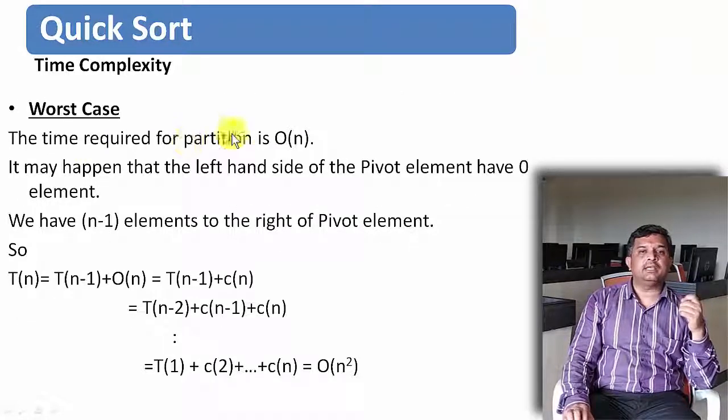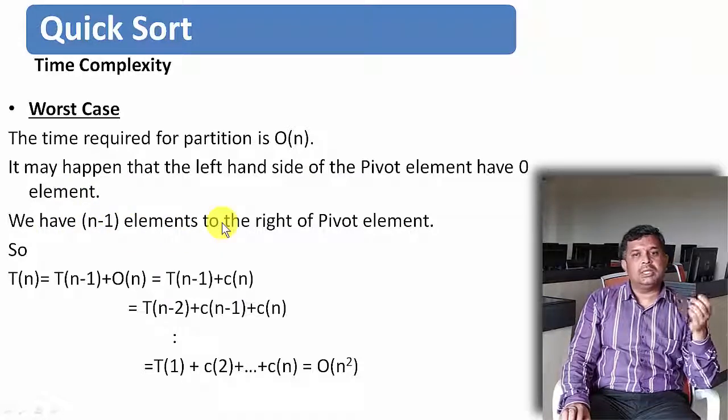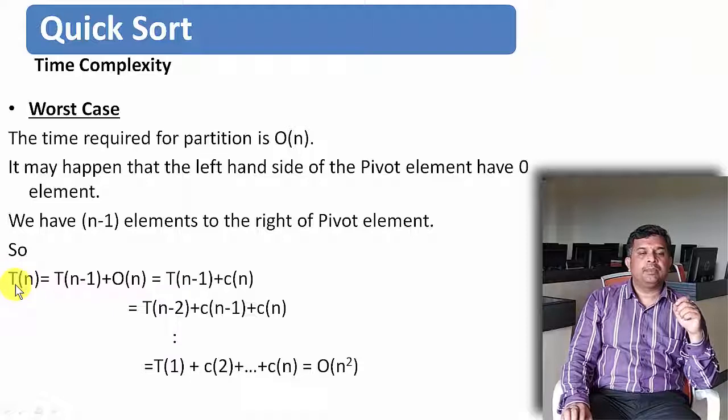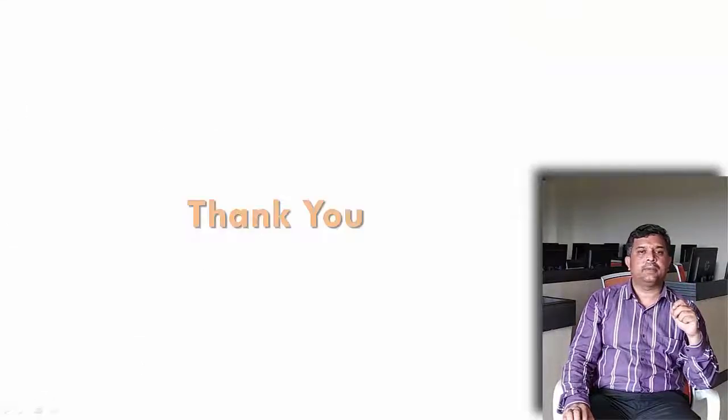And in the worst case, the time required for partition is big O of n. It may happen that on the left hand side of the pivot element we have 0 elements and we have n minus 1 elements on the right hand side. So the recurrence relation will be T(n) equal to T(n minus 1) plus big O of n. If you solve it, it will be big O of n square.